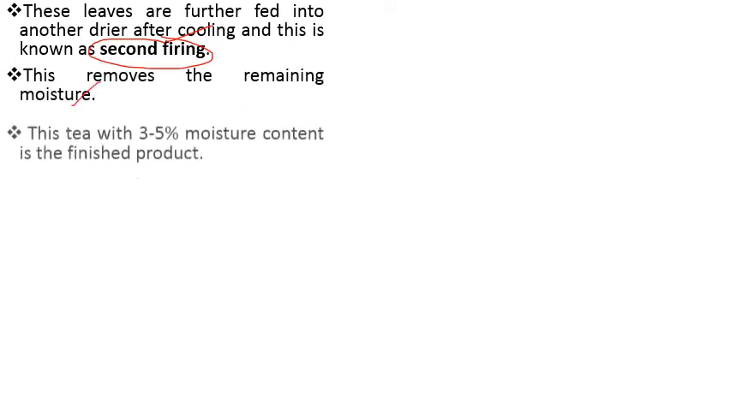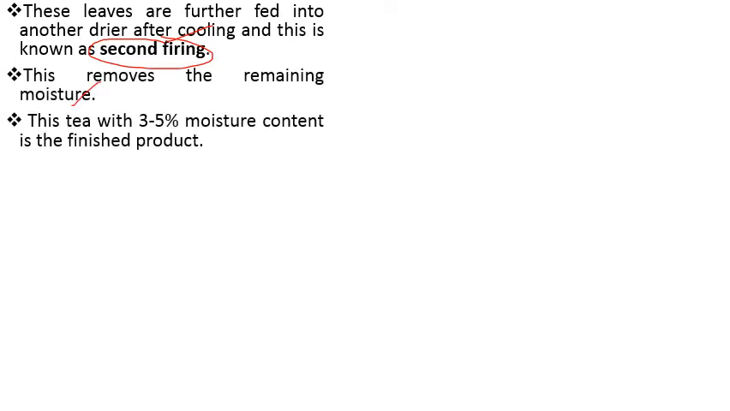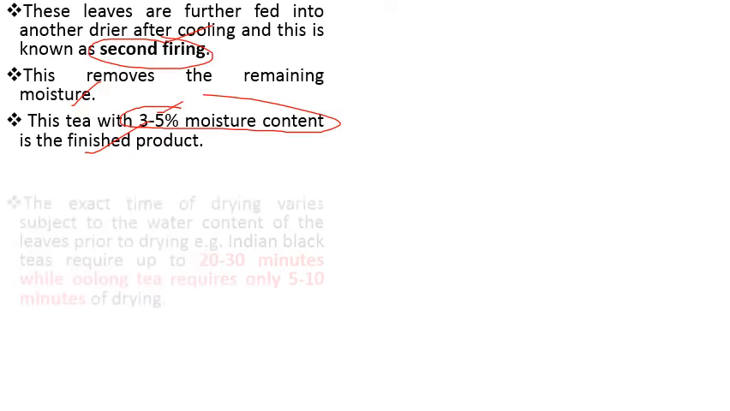Next, the leaves are further fed into another dryer after cooling, and this is known as second firing. तो फिर से leaves को ड्राई किया जाता है, and this is known as second firing. This removes the remaining moisture. जो remaining moisture है उसको remove कर देता है. The tea with 3 to 5% moisture content is the finished product. तो जो moisture content है that is 3 to 5% वो present होता है final finished product of tea में.